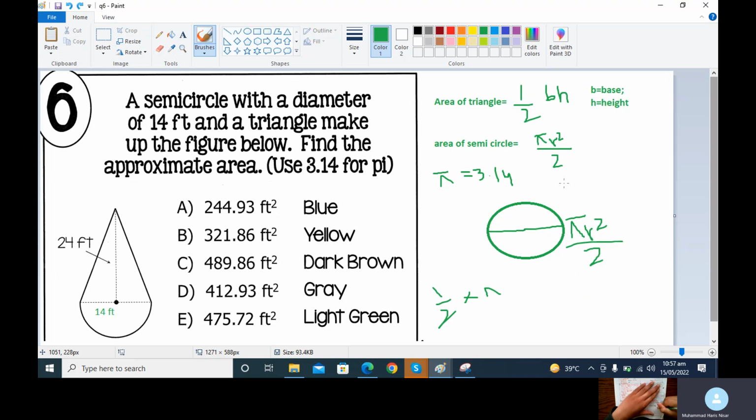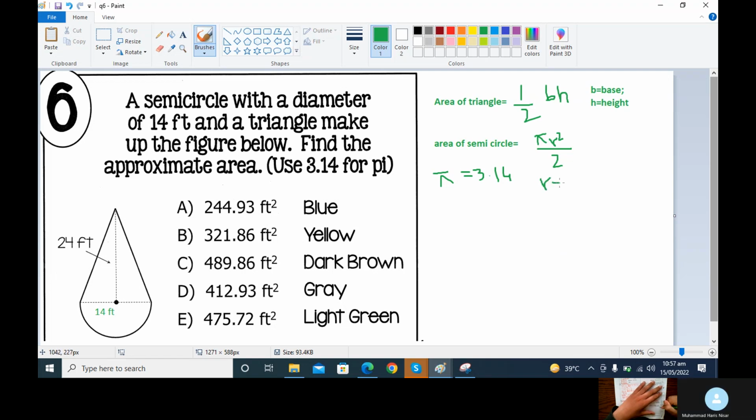Let me write the given data. Pi is 3.14 as it is mentioned. Radius is d by 2, half of the diameter, isn't it? The diameter is given, so the radius will be found from it. Diameter is 14, so the radius will be 14 by 2. You know this concept?